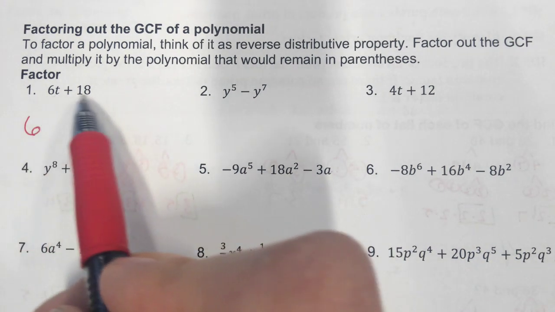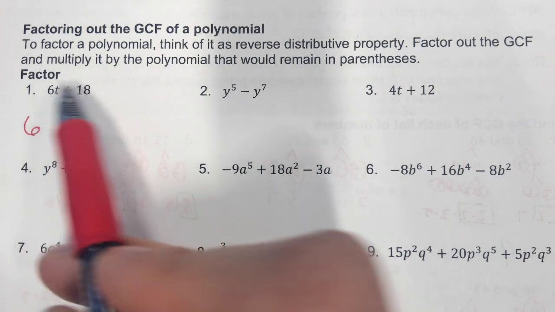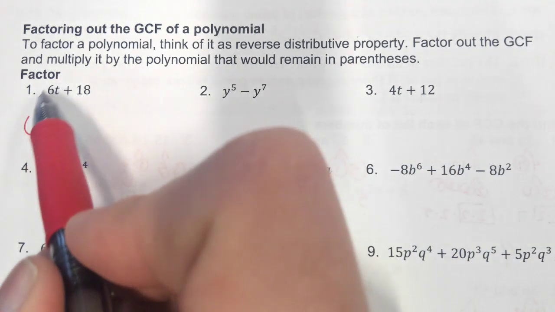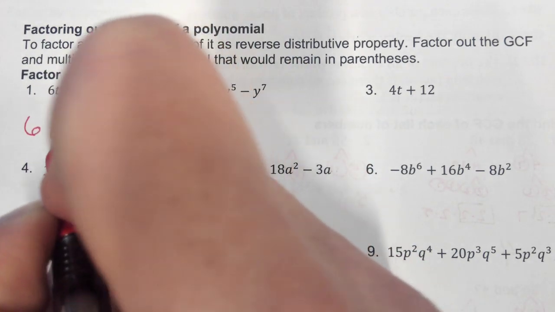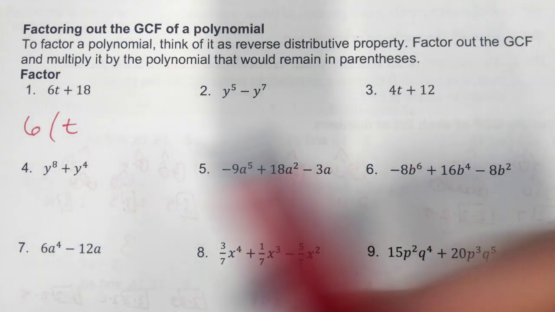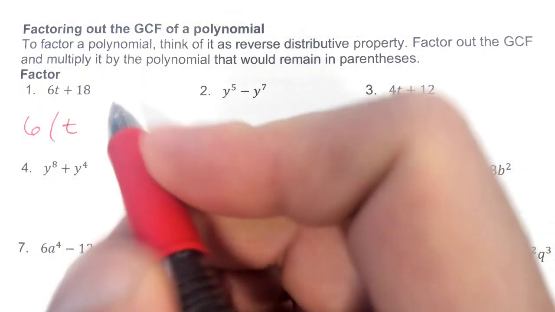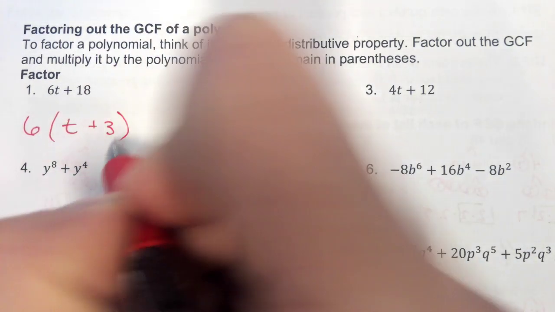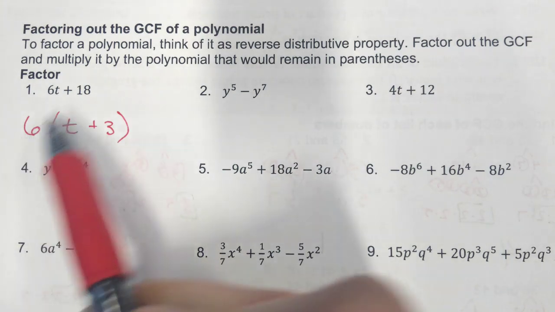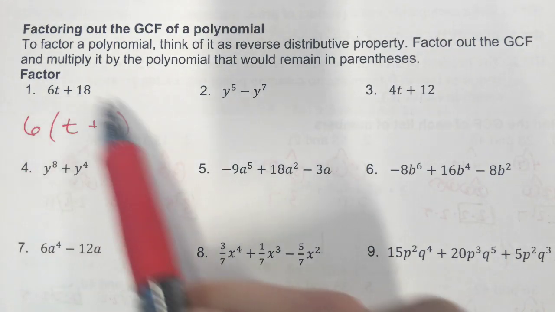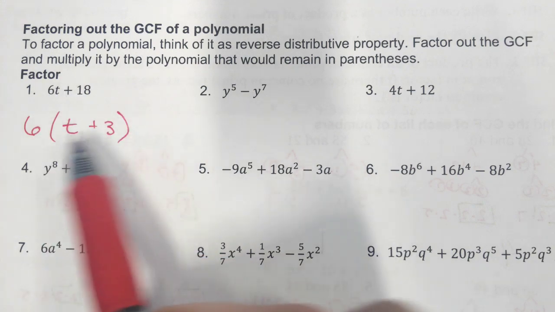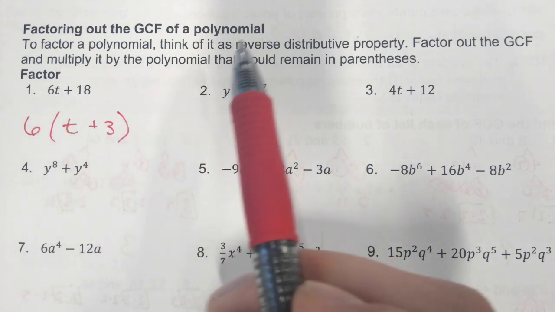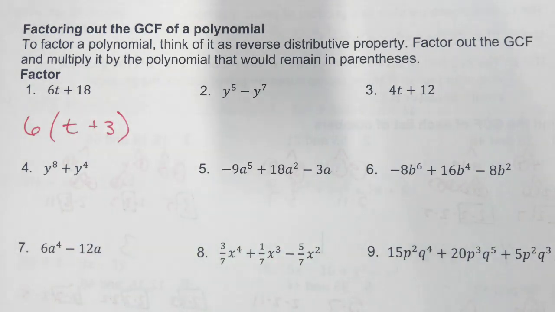And then you're going to imagine dividing each of these by 6 and write what would be left. So if you take 6t and divide it by 6, that's going to leave you with t, so we put that in parentheses. And then 18 divided by 6 is going to be 3, and we put the plus sign in between. And these are very easy to check. If you were to redistribute that 6, would it make 6t plus 18? Well, yeah. So we're just doing reverse distributive property. We're going backwards, all right?